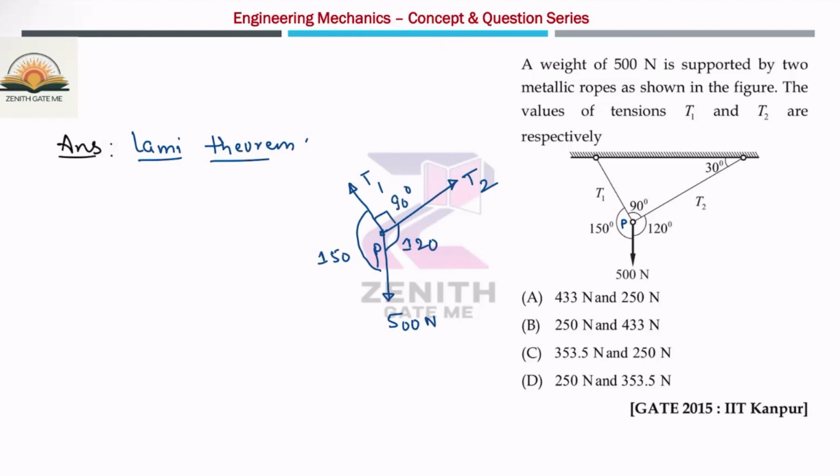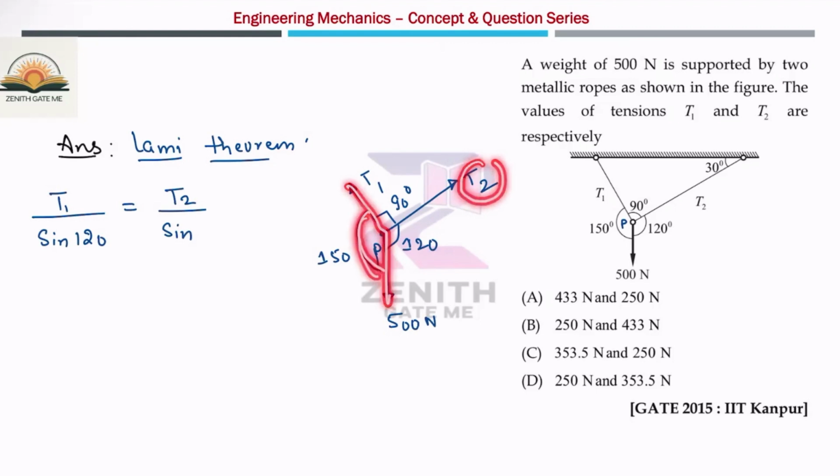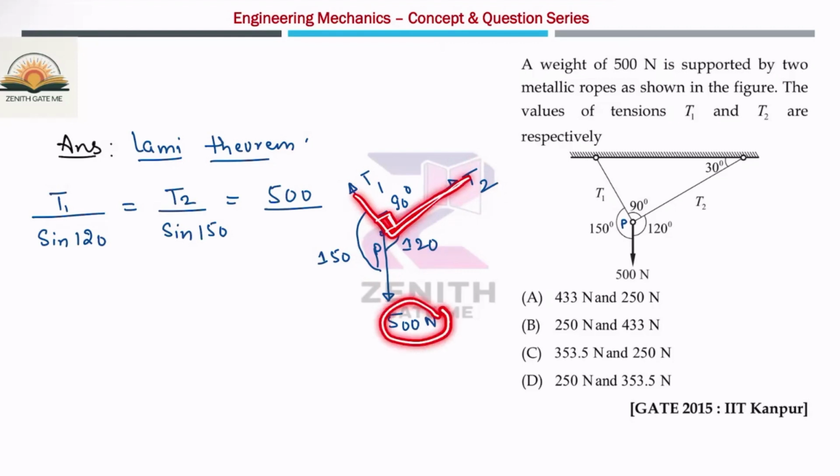So can I write T1 divided by sine of 120 is equal to T2 divided by sine of 150? This is the one force, and the angle made by the other two forces is 150 only, so sine of 150. Similarly, 500 divided by what is the angle? The angle made by the other two forces is 90 degrees, because I am considering the 500 Newton force. So sine of 90.